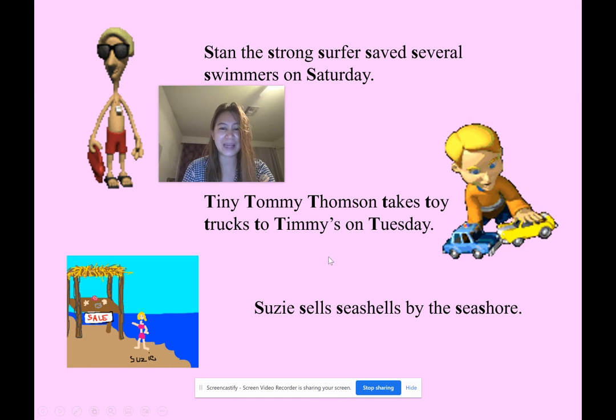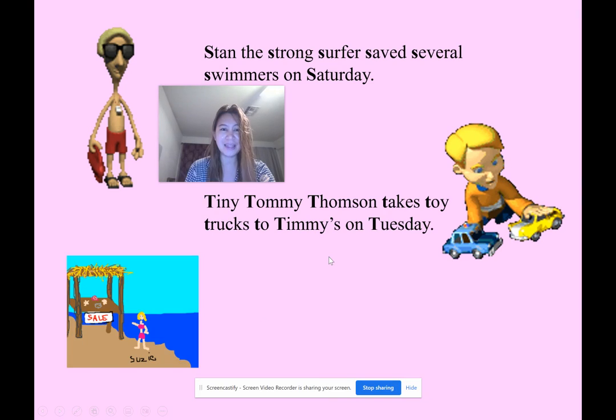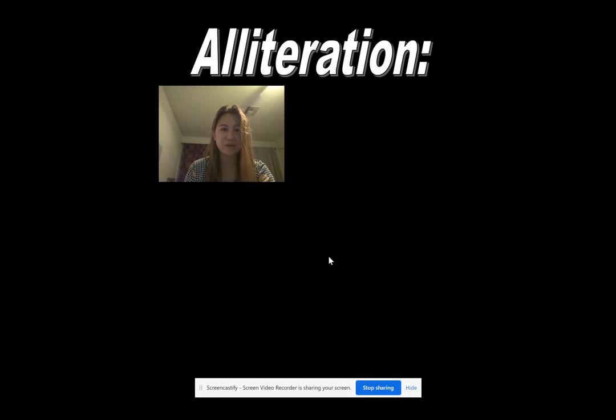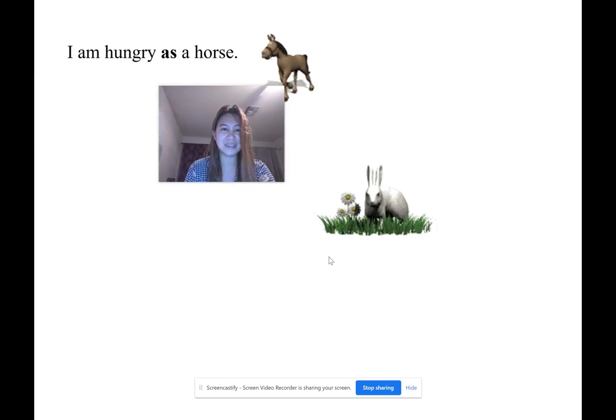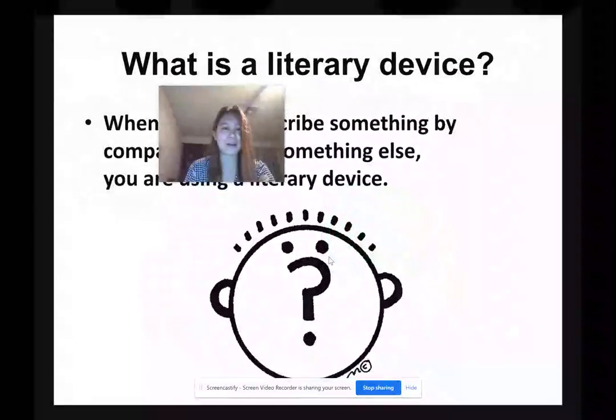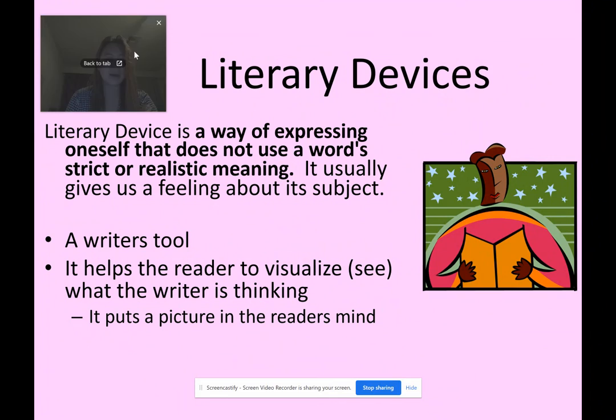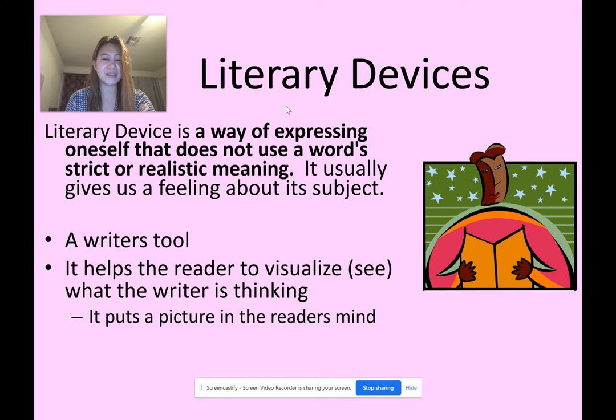That's the end of our presentation. Again, literary device. Let me take you to the first part of the PowerPoint. Literary devices are ways of expressing oneself that do not use a word's strict or realistic meaning. So don't look it up, because we're not talking about the dictionary meaning of the word. It's how the author expresses himself or herself, and they want us to visualize and see their way of thinking.